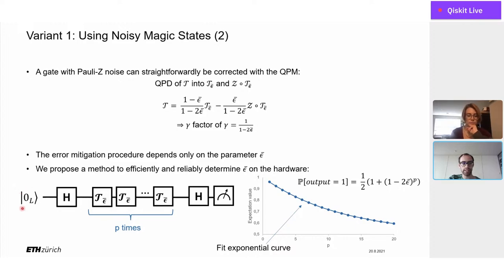You can take such a circuit as I drew here, where you prepare a logical plus state, and then you apply this noisy T-gate P times on this plus state, and then you measure again in the plus-minus basis. And you vary this number of gates P, and for every individual P, you plot the expectation value of that circuit. As it turns out, this graph is going to decay exponentially in the number of steps P. So by doing an exponential fit, you can very easily find out what the parameter epsilon bar is. So no need for tomography at all.